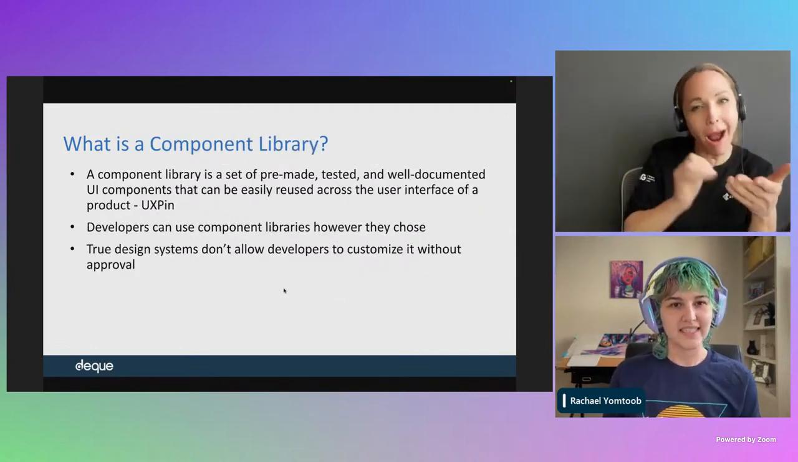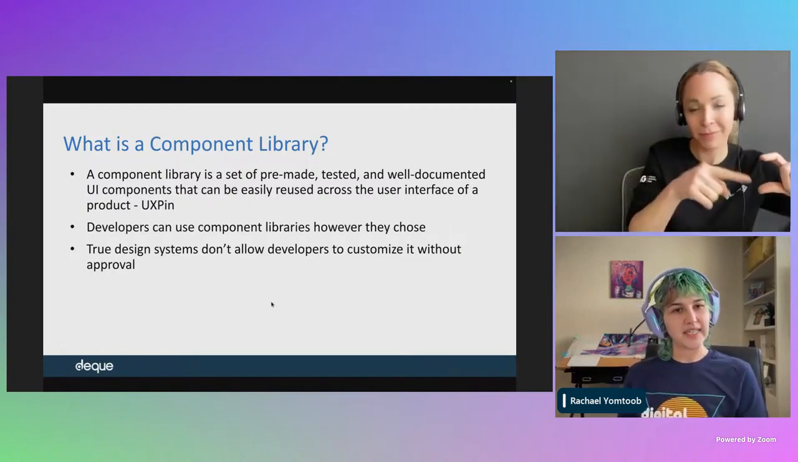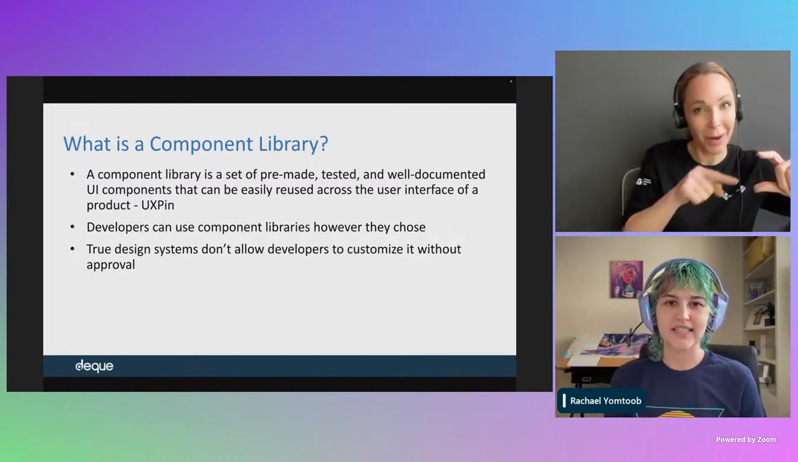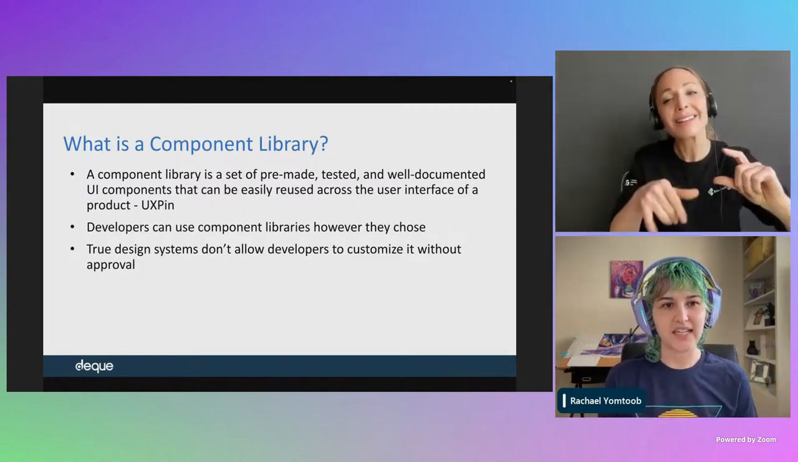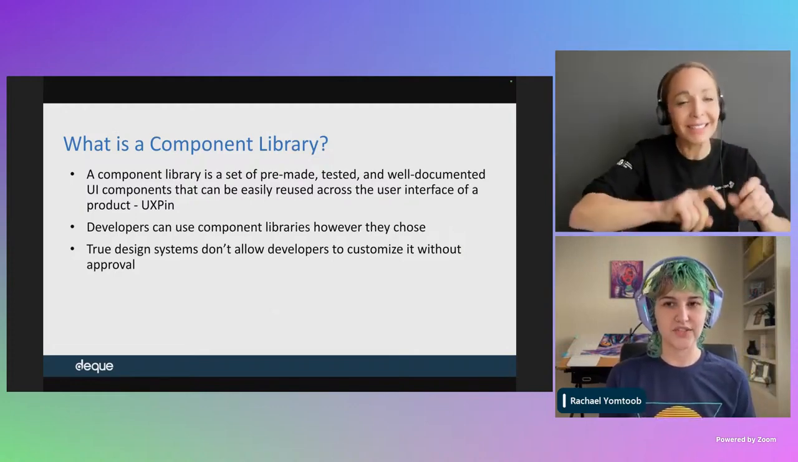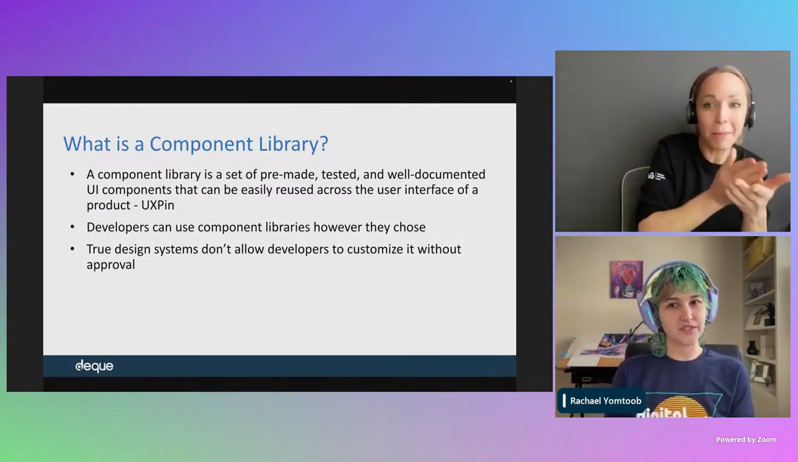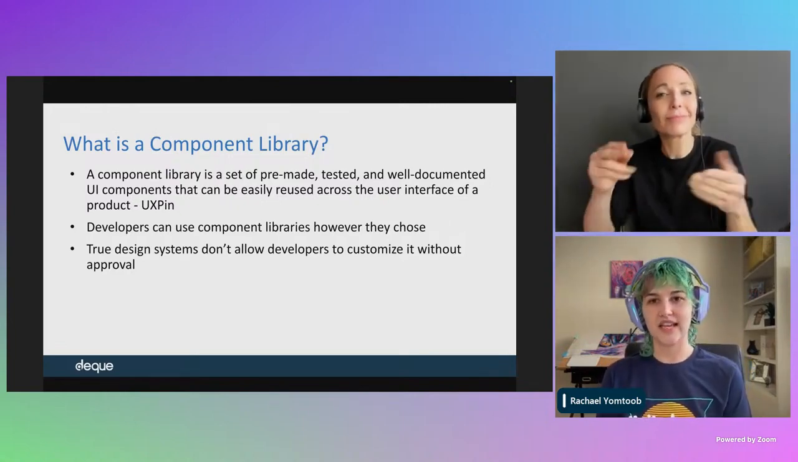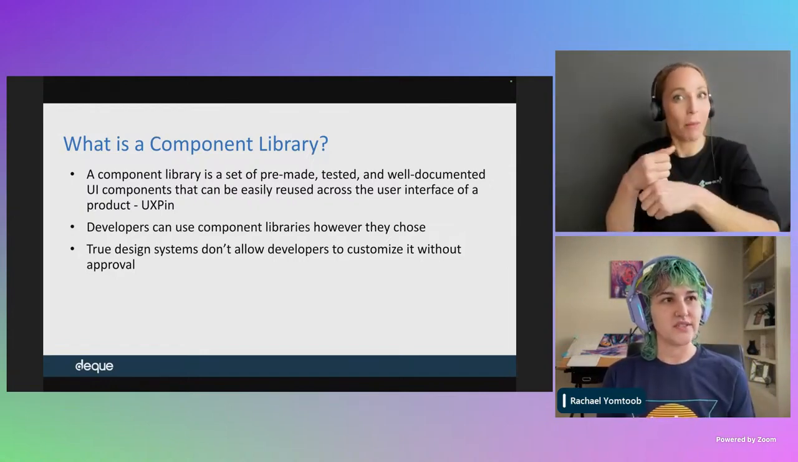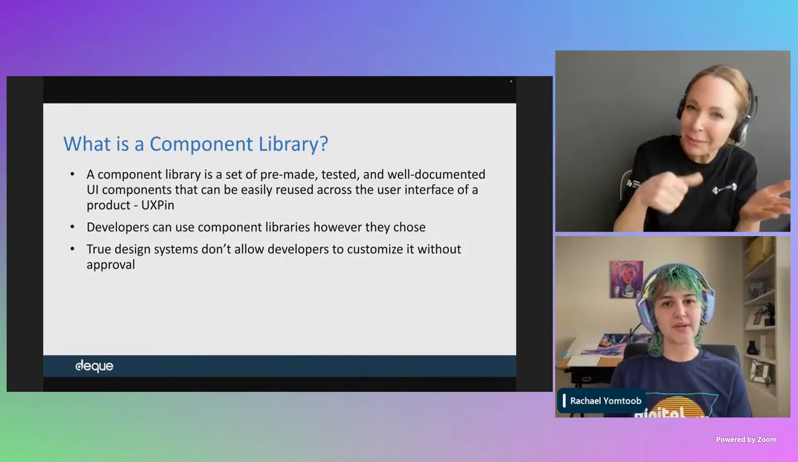So then what exactly is a component library? How do we define that? Again, from UXPin, a component library is a set of pre-made, tested, and well-documented UI components that can be easily reused across the user interface of a product. As you can see, they do mention well-documented, which I said is part of what goes into having a design system, the documentation for your component library.